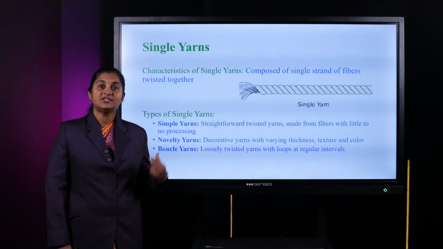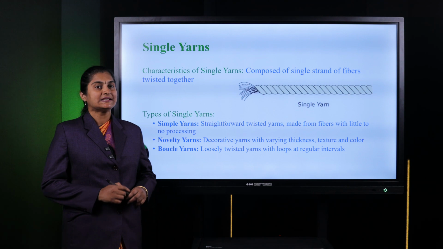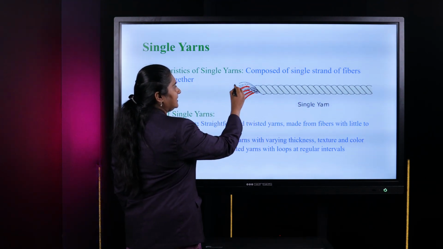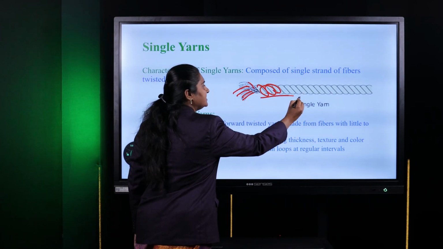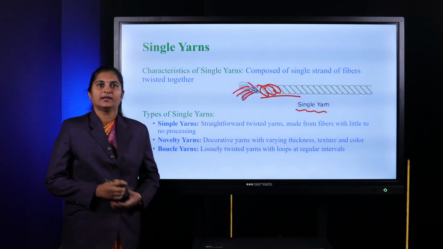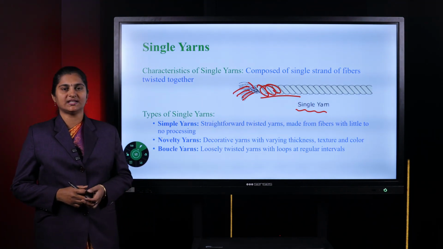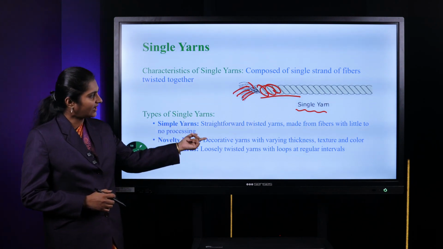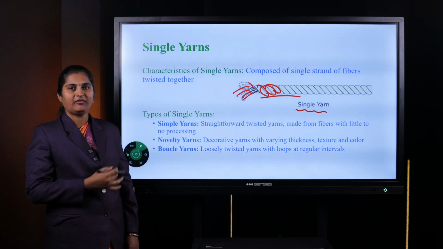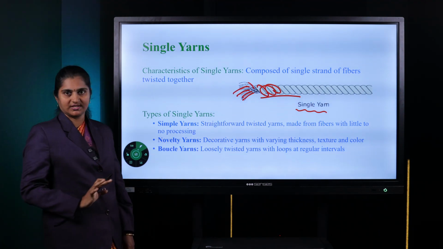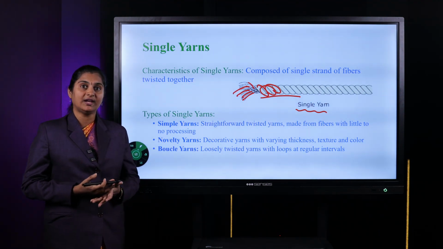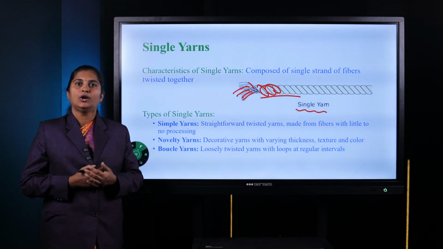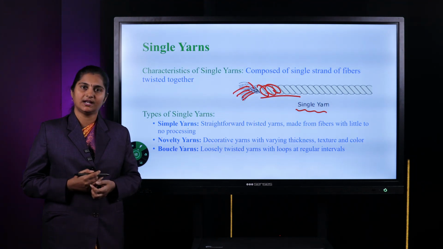Single yarns. Let us talk about single yarn, which is composed of a single strand of fibers twisted together. We have a lot of fibers and these fibers are twisted and form a single yarn. We then have different types of single yarns such as simple yarns, novelty yarns and bouclé yarns. Simple yarn is a straightforward twisted yarn made from fiber with little or no processing, and novelty yarns are decorative yarns with varying thickness, texture and color, while bouclé yarns are loosely twisted yarns with loops at regular intervals.